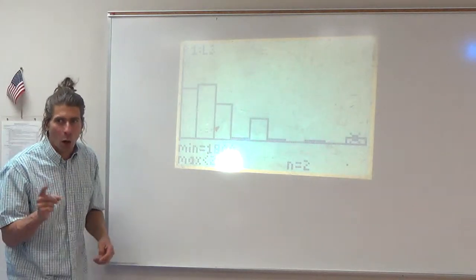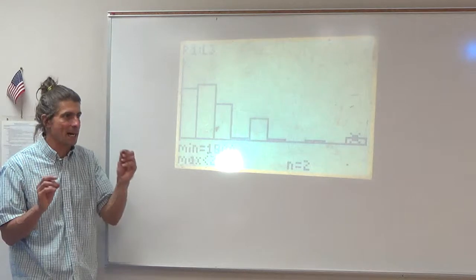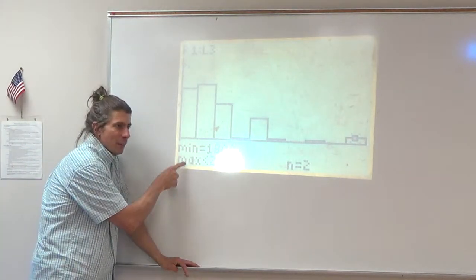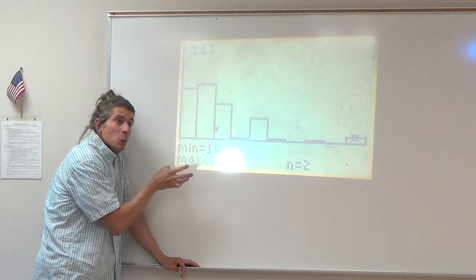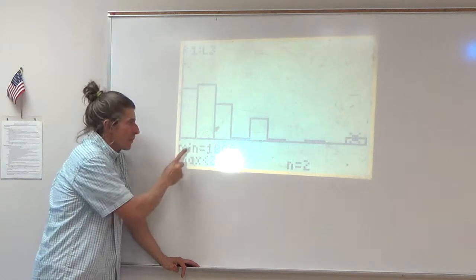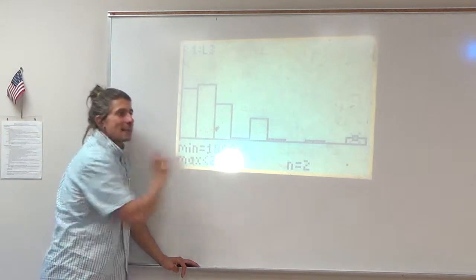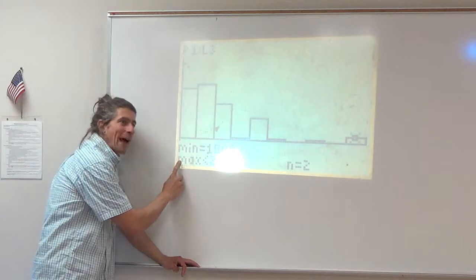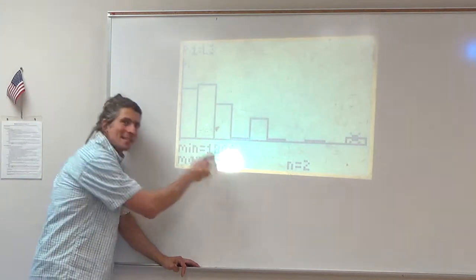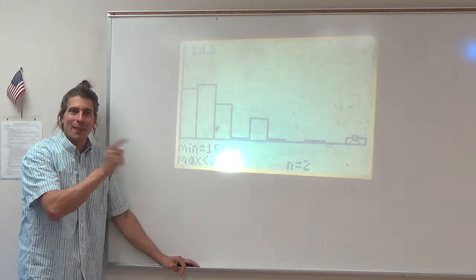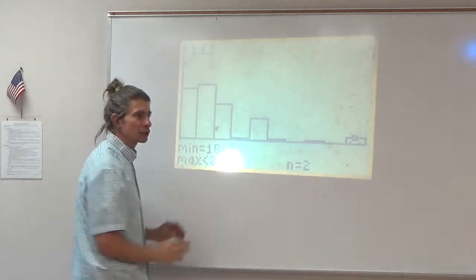But this is where you have to call in your Math 95, your Math 111 a little tiny bit. Look at these mins and maxes. This is the min and max within that bar. The min value is equal to 1800. The max value is less than 2000. That's how the TI smashes the bars up against one another.